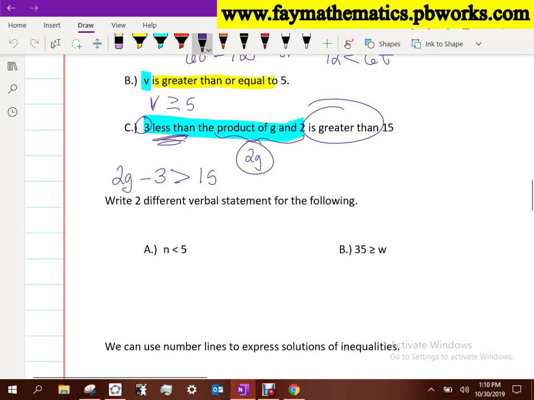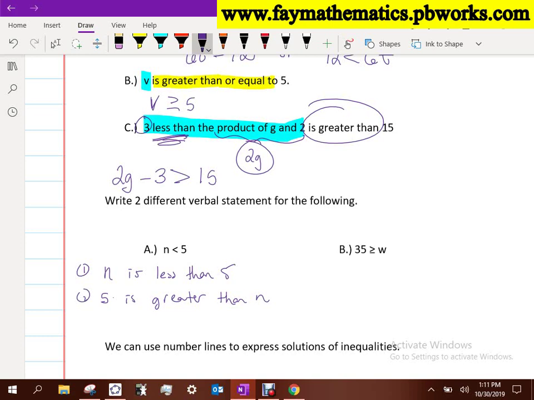What we'll come up with for A. Good. n is less than 5. Or 5 is greater than n, right? Okay. So left to right gives me the first one, n is less than 5. Right to left, 5 is greater than n. You might see either one of those, okay? But they both mathematically mean the same thing, even though they have verbally different words in them, okay?